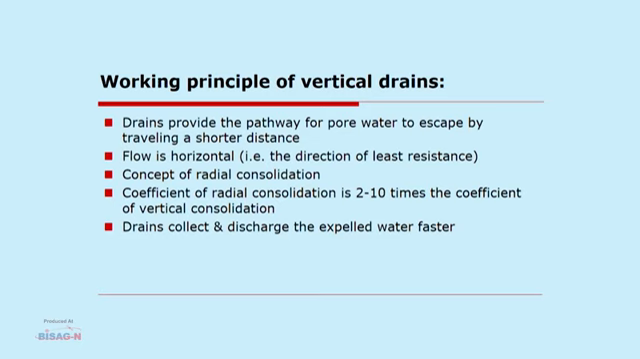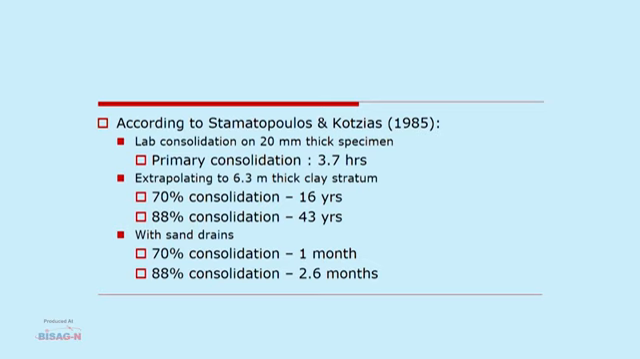The concept of radial consolidation takes place. Coefficient of radial consolidation is 2 to 10 times the coefficient of vertical consolidation. Drains collect and discharge the expelled water faster. According to Stanton-Mullus and Kotzia, 1985, lab consolidation on a 20 mm thick specimen: primary consolidation happens in 3.7 hours.